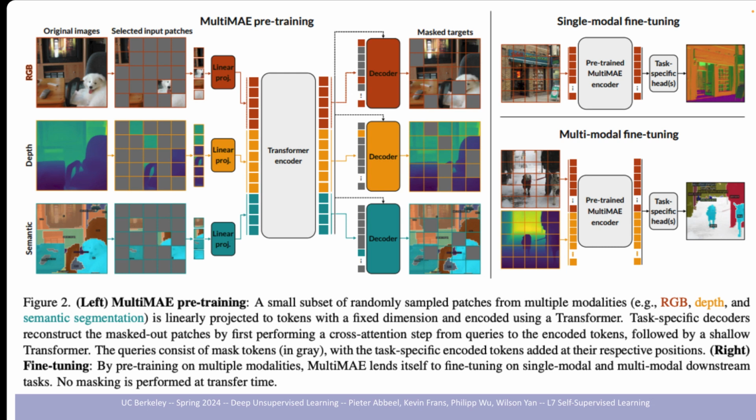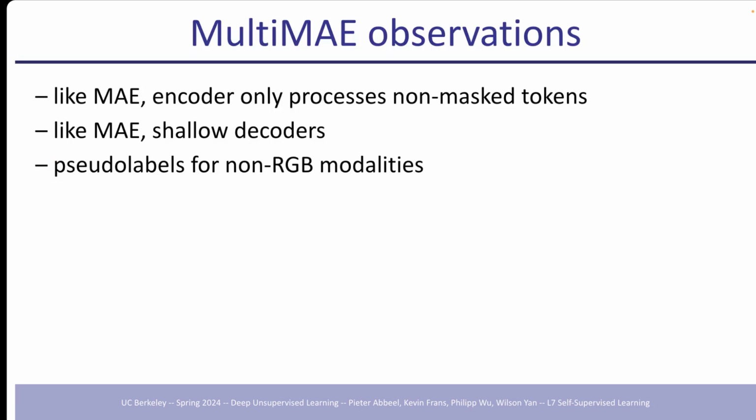And then at test time, you can in principle use it as a segmenter. Of course, the segmenter will only be as good as your pre-labeled segmentation data, but your representation learning might be very good, and then you can fine-tune on more segmentation data if you want. Encoder only processes the non-masked tokens. That's the common theme. Shallow decoders, pseudo-labels for the non-RGB modalities.